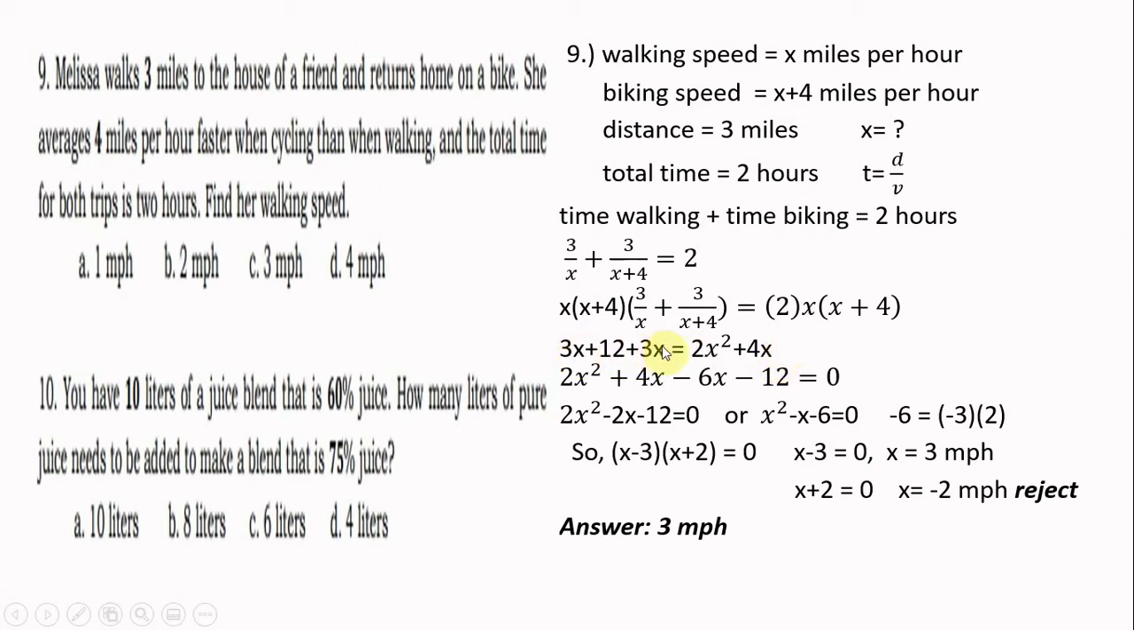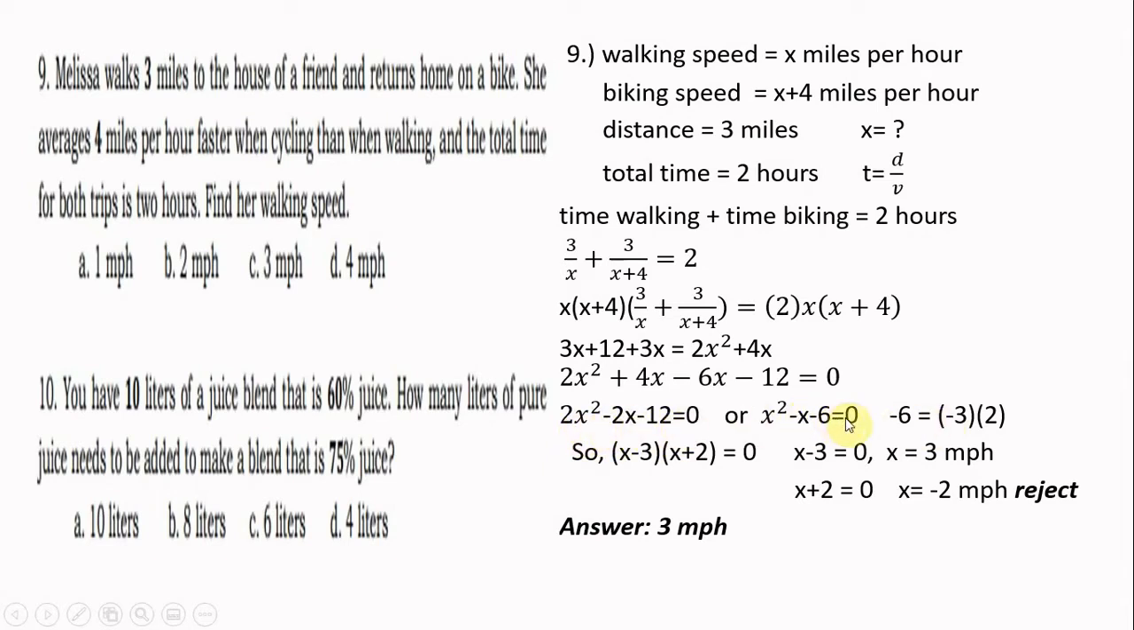So this is 3x plus 3x, that's 6x. We could transpose 6x to the right side, and it becomes negative 6x. Then we could transpose positive 12 to the right side, that becomes negative 12 equal to 0. Now we have 2x squared minus 2x minus 12 is equal to 0. Or we divide by 2, divide by 2, divide by 2, that's x squared minus x minus 6.